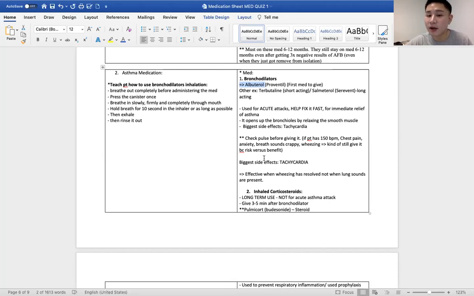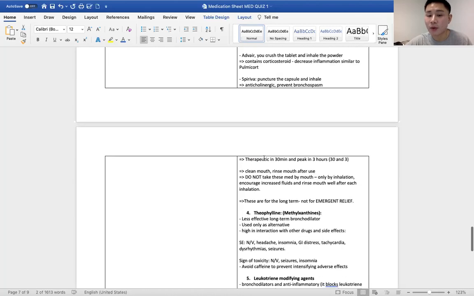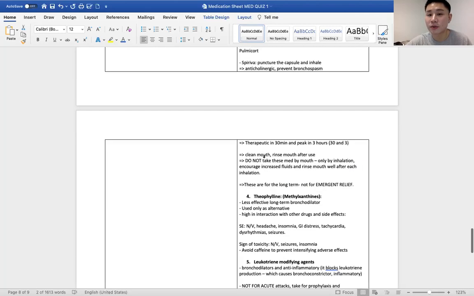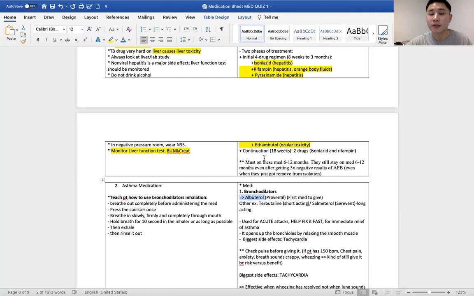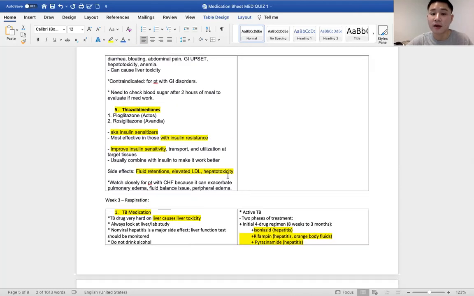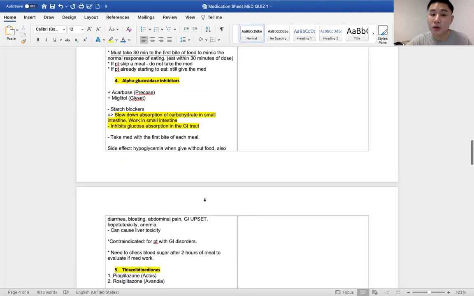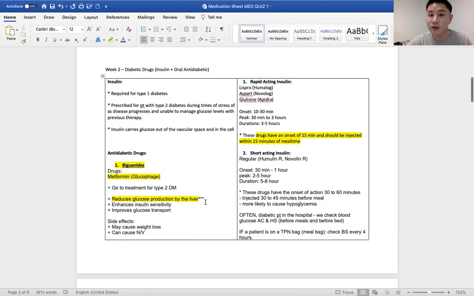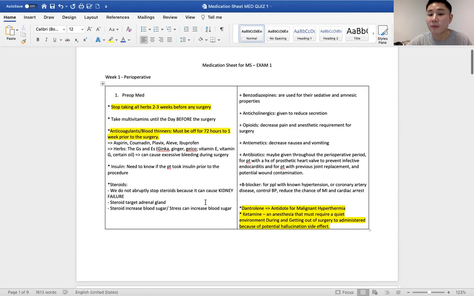Okay, so that's pretty much it. She will go over respiration with you guys. I don't want to stress you guys over it. She's not going to stress the respiratory medication too much, because you guys are going to have a med quiz tomorrow. But please learn the diabetic medication, because that's where she hits most. And for the preoperative meds, just know the ketamine, the dantrolene, and know the appropriate time of when to stop the blood thinners, anticoagulants, and NSAIDs.